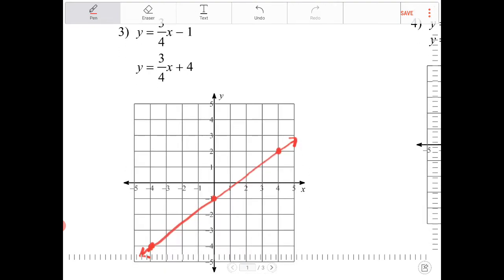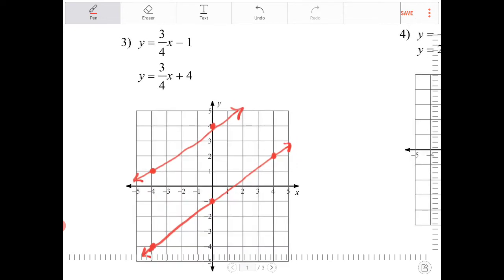And my second equation has a y-intercept of positive 4. Because I don't have any space over here, I'm going to draw in the opposite direction. So instead of going up 3 and over 4, I'm going to go down 3 and to the left 4, and so forth. And as you can see here, we do not have a point of intersection. As a matter of fact, these two lines are considered to be parallel.